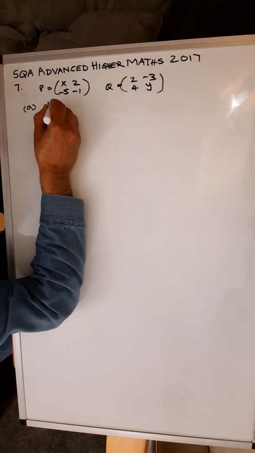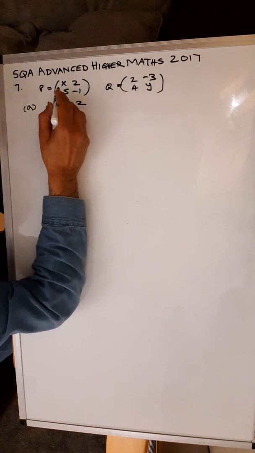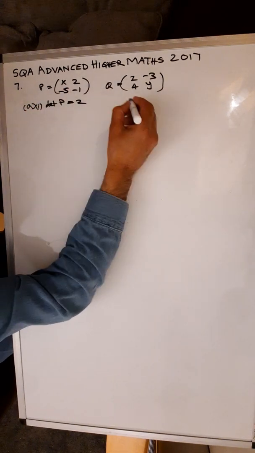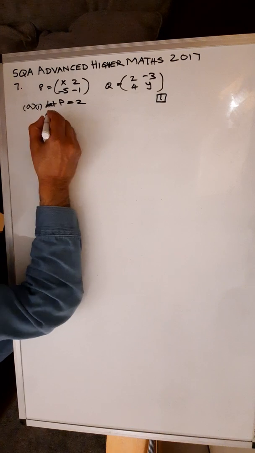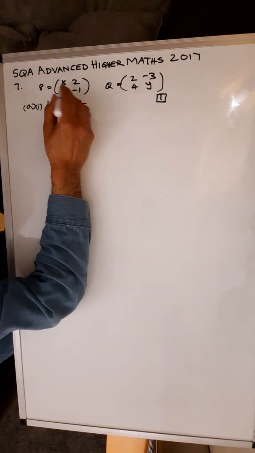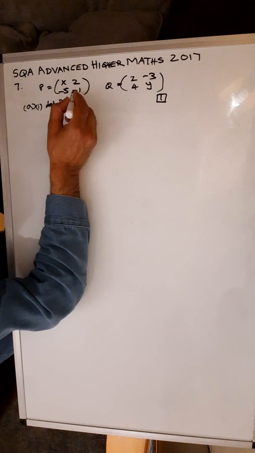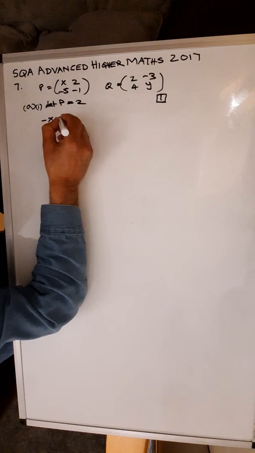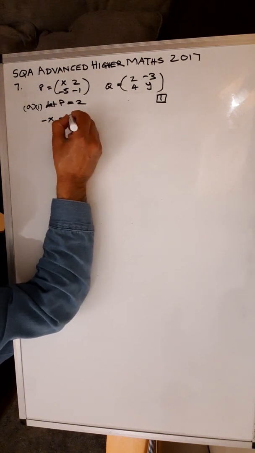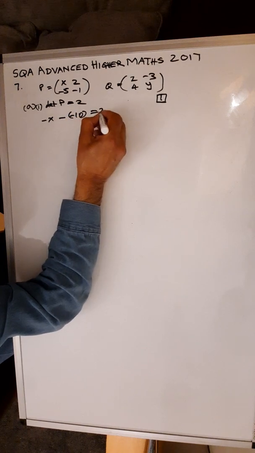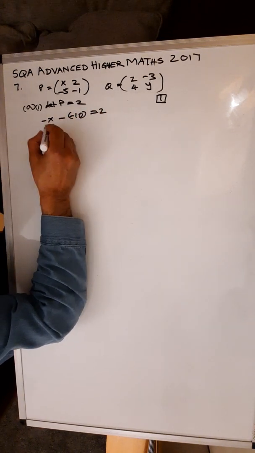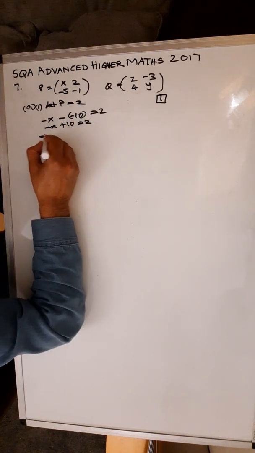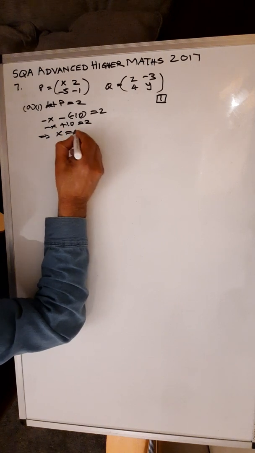Determinant of P is 2. This is for 1 mark, part A, part 1. Determinant of P is 2, that means that this diagonal minus that gives you minus x minus 10 is equal to 2. So that means that minus x plus 10 is equal to 2. Take the x to the other side, that means that x is equal to 8.